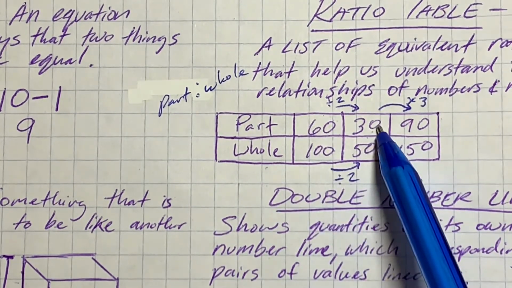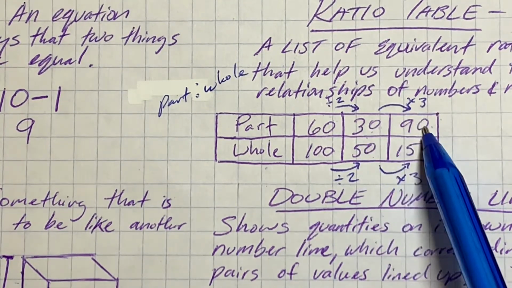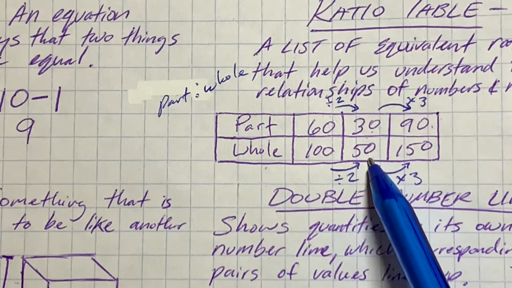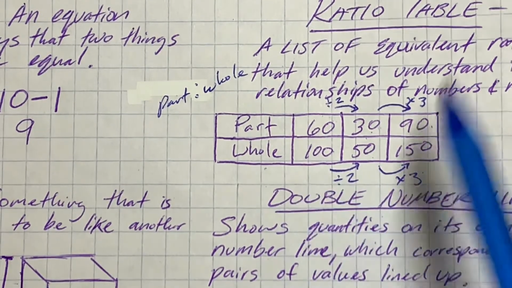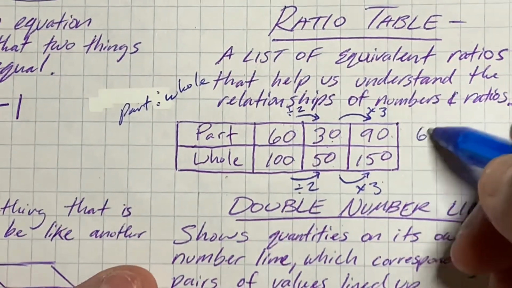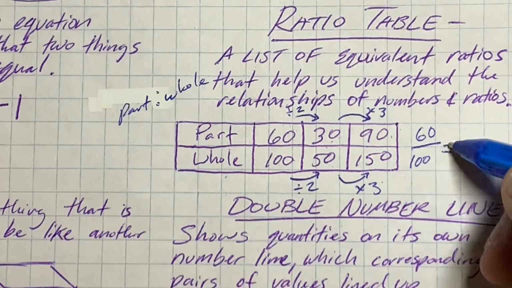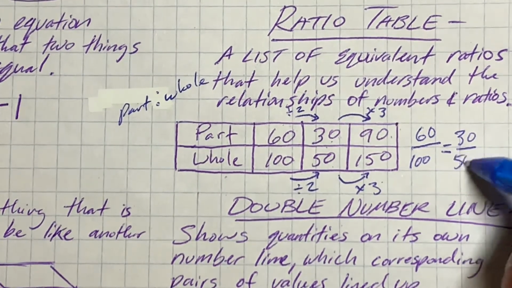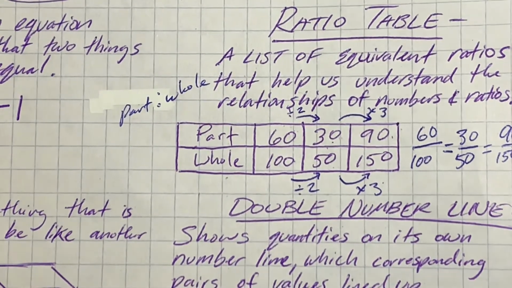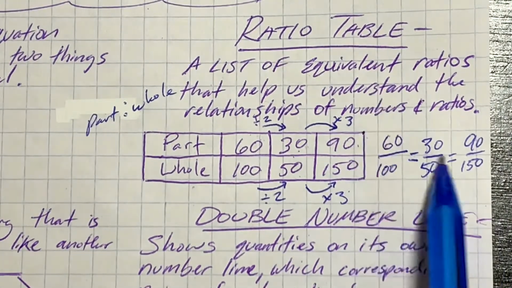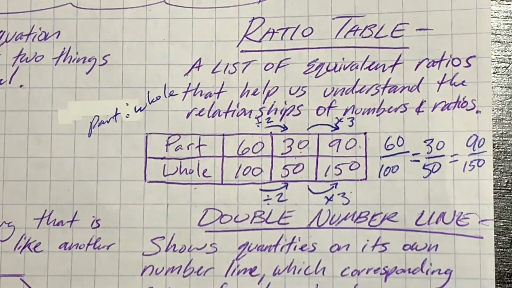How do we get from 30 to 90? We multiply 30 times 3 to get 90, and we also do that to the denominator: 50 times 3 equals 150. Again, all three are equivalent ratios. So 60 parts to the 100 whole is equivalent to 30 to 50, and that's equivalent to 90 to 150. Again, a ratio table is a list of equivalent ratios that help us understand the relationships of numbers and ratios.